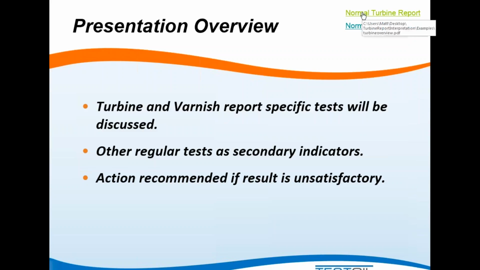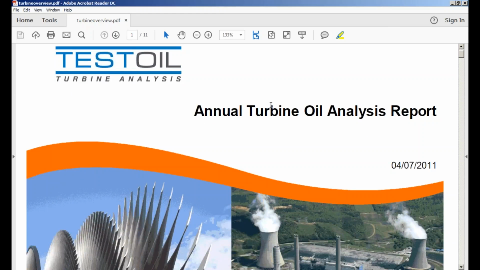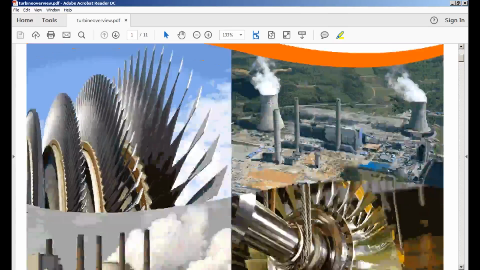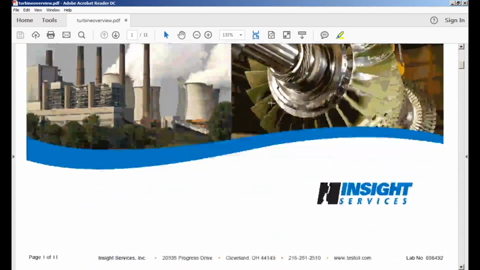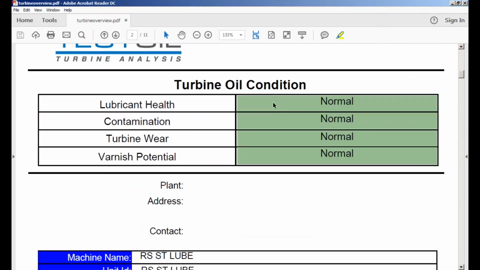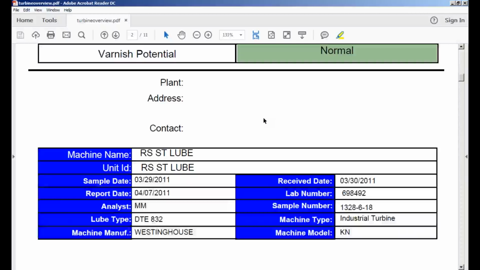I'm just going to really quickly go over the look of our turbine report and our varnish report. On the screen right now is our turbine report, and like the varnish report, it's a multi-page report. Many years ago, we used to have a standard multi-page report for regular testing, and we transitioned to the one-page report that, if you're customers of ours right now, you get pretty much on the routine tests.